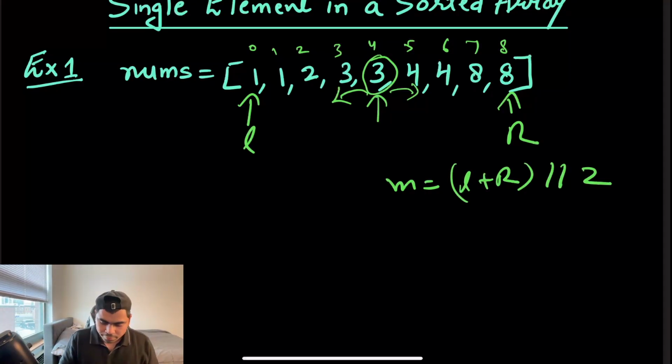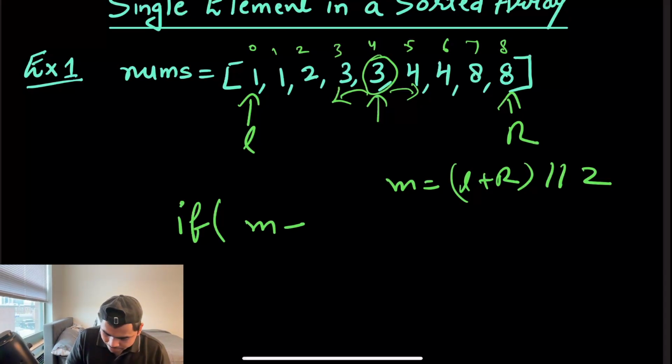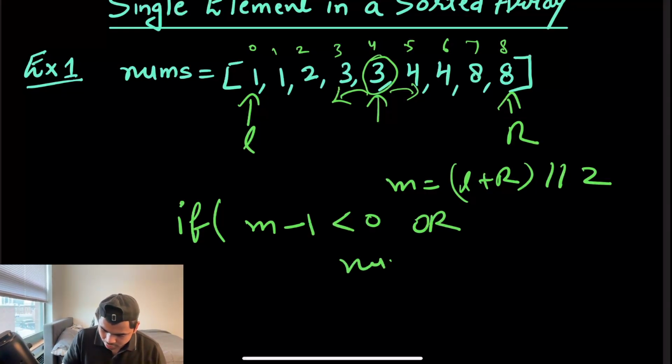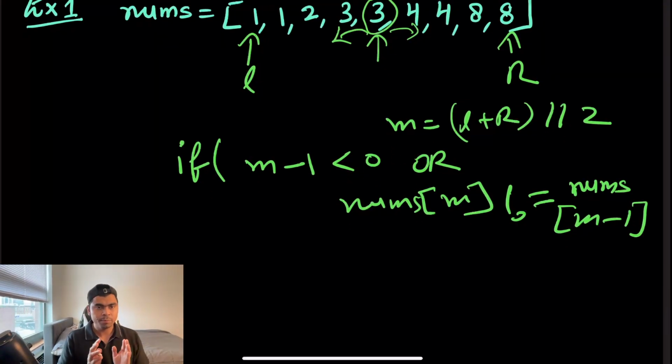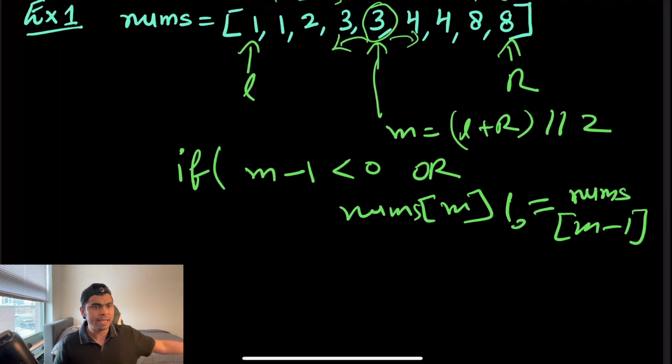So when we are finding out our mid, our condition will be if m minus 1 is lesser than 0, or nums at m, which is mid, is not equal to nums at m minus 1. If this is not the case, that means the element that my mid is pointing to does not match with the left element that it has, or it might not have because of this.